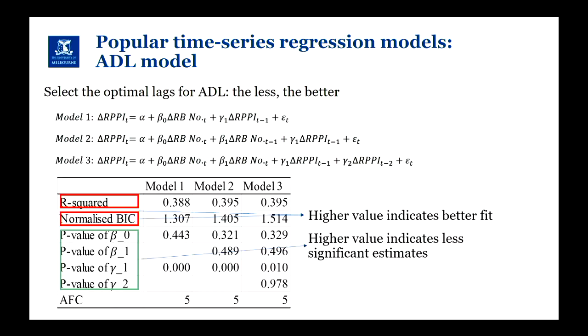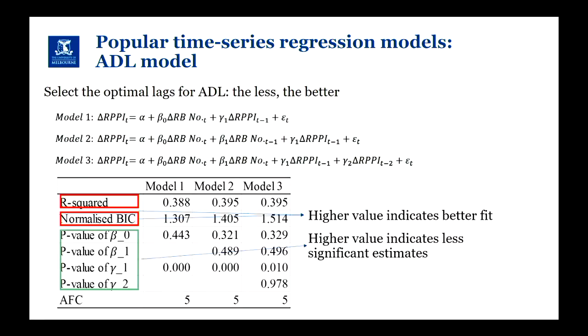residential building numbers are not significant, and the same for its lagged values. And the coefficients for the lagged value of RPPI difference are all significant. However, the lag 2 is not significant. So based on this, we will see that model 3 is definitely not a proper option. Although the BIC value increases a little bit, the R square stays the same. So in that case, probably we will not choose model 3, but model 2 or model 1.